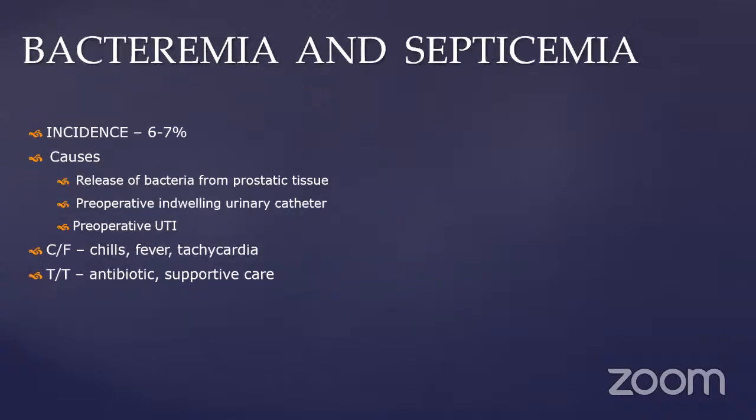Bacteremia and septicemia. The incidence of bacteremia and septicemia is 67%, and the causes are generally release of bacteria from prostatic tissue, preoperative indwelling of urinary catheter, and preoperative UTI. Clinical features are chills, fever, and tachycardia, and treatment is antibiotics and supportive care.